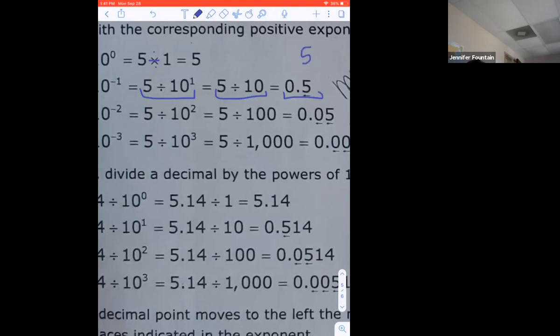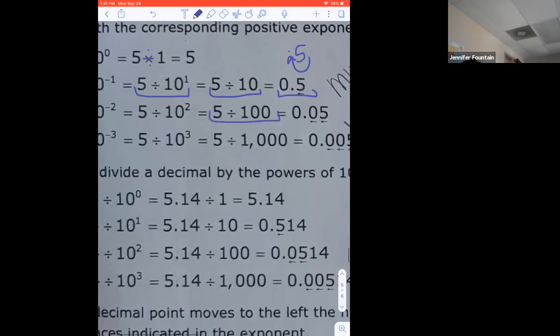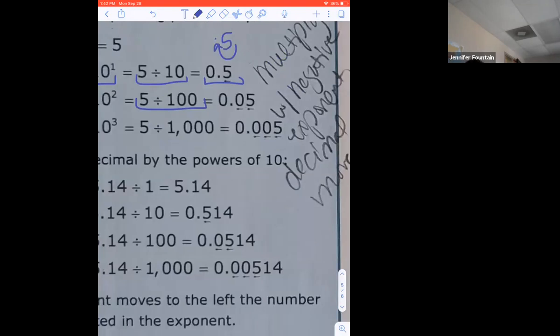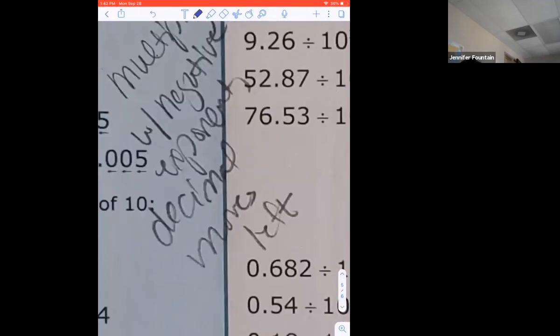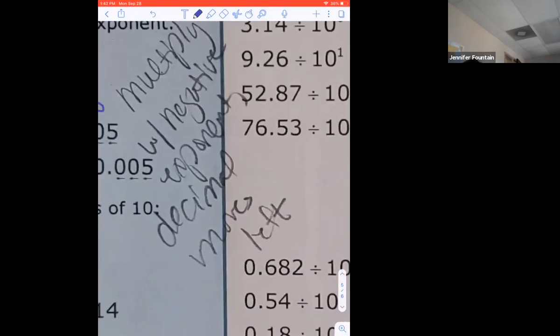I started with a 5 and I moved my decimal to the left 1. 5 divided by 100, start with 5, move your decimal 2 places to the left. 5 divided by 1,000, start with a 5, move your decimal 3 places to the left. So I wrote a little note that says, multiply with negative exponents, decimal moves left. Okay, so dividing by a positive exponent and multiplying by a negative exponent means that decimal moves to the left. Okay.